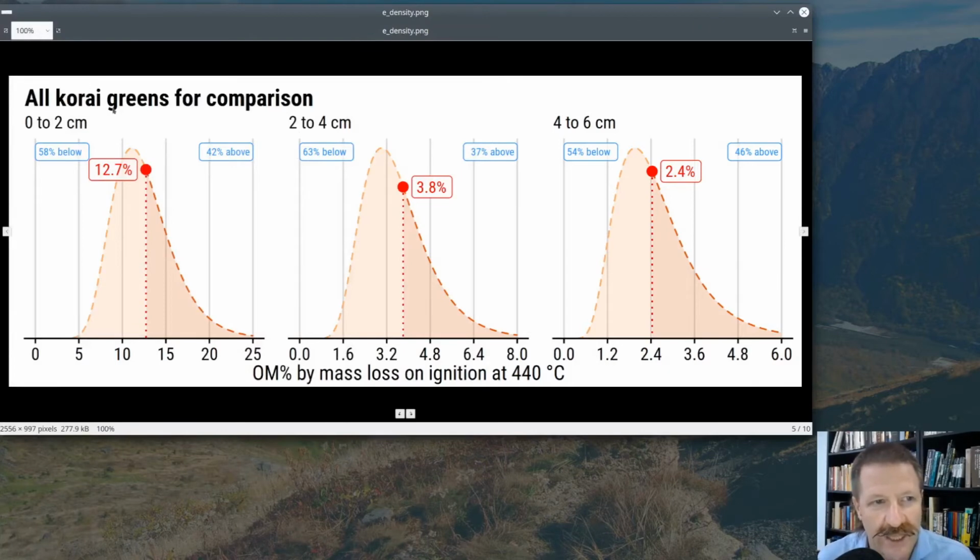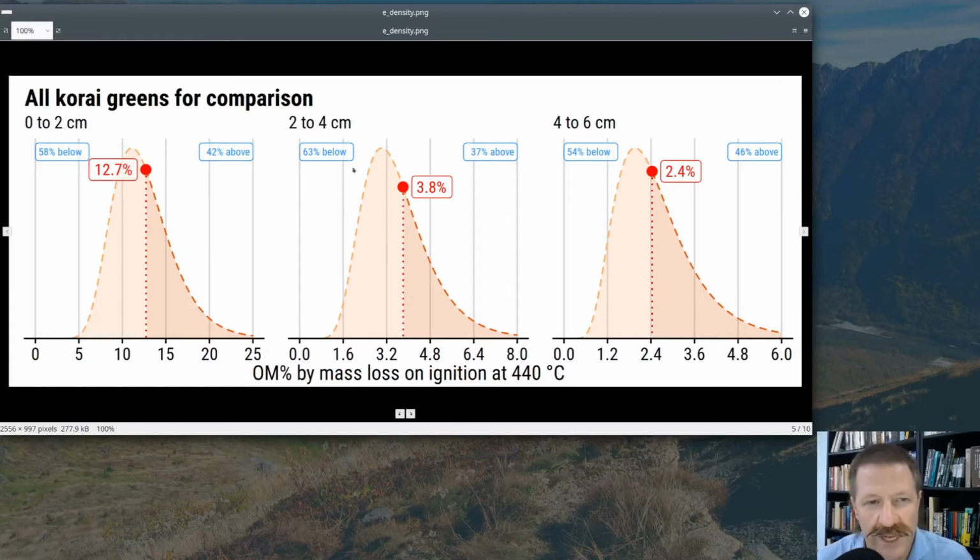Now we're back to the zoysia greens. This curve shows all the samples from putting greens of that species. That's how the samples are distributed. So you have basically nothing below 5% at the 0 to 2 centimeter depth, and you would have very, very few samples above 25% organic matter at the 0 to 2 centimeter depth.